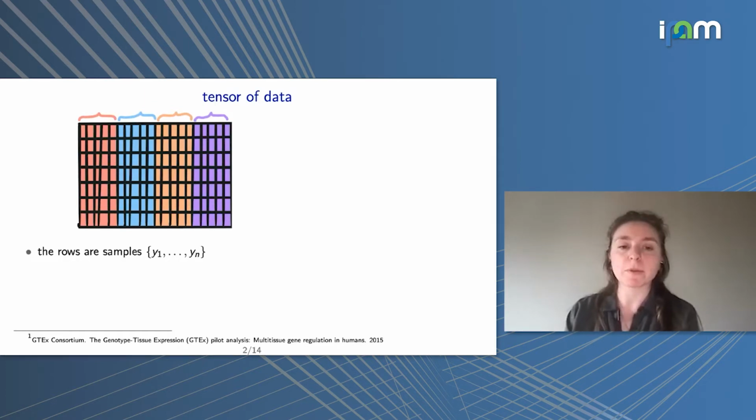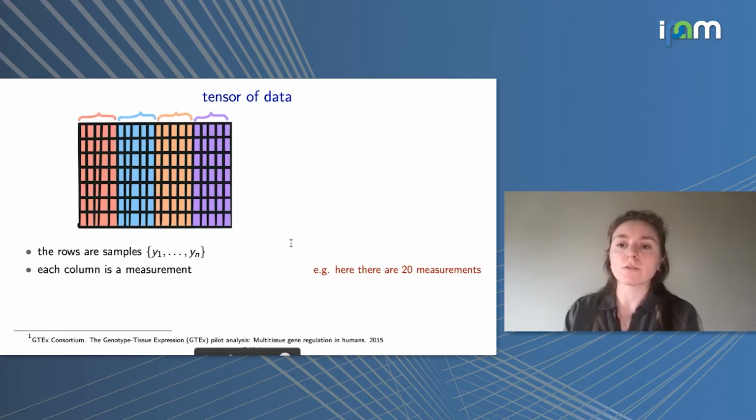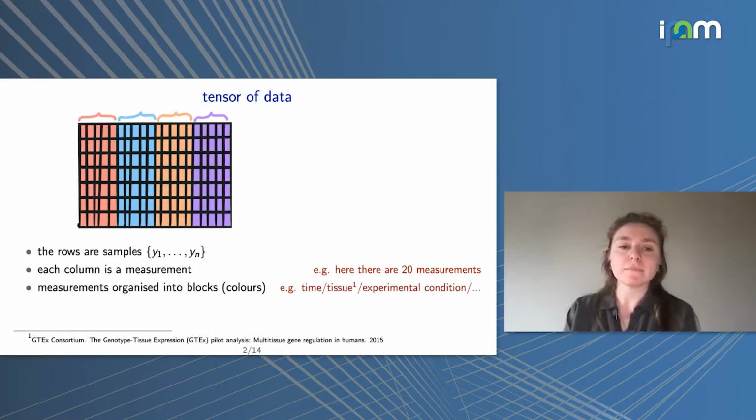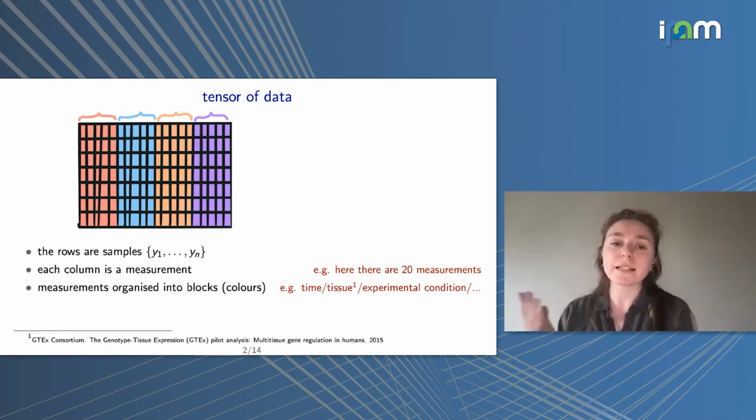Each of these rows corresponds to one sample, and each column is a measurement. So here there are 20 different measurements. So that's the number of columns. But the measurements are not all unrelated. They're organized into blocks, which are here represented by colors or by these curly brackets at the top here. And this is some sort of block type organization of the different measurements that I or someone else has taken.